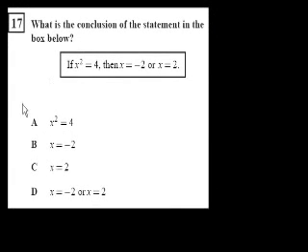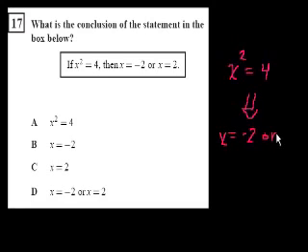Problem 17. Let me copy and paste this one. Copied it. Pasted it. All right. What is the conclusion of the statement in the box below? Okay, they say if x squared is equal to 4, then we know, and we know this from algebra, that x is equal to minus 2 or 2. All right, so what is the conclusion of the statement in the box below?